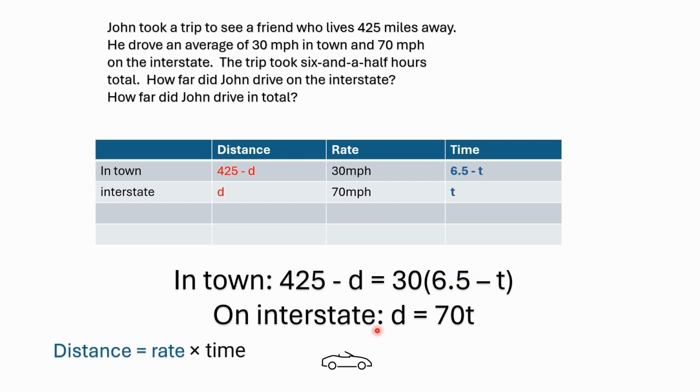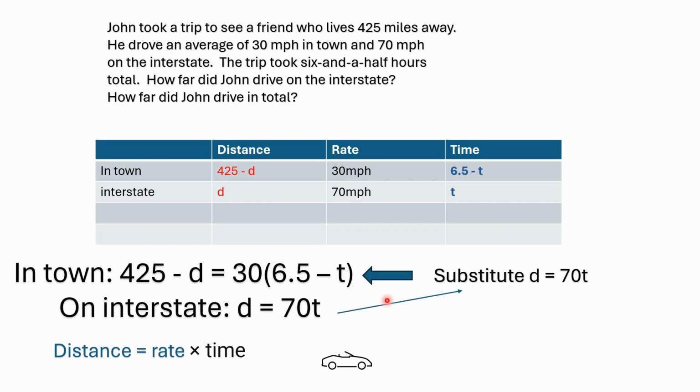Now, on the interstate, it's a little bit easier. The distance there is d, and that's equal to the rate, which is 70 miles per hour. We have that here. The time is t, so d equals 70t. So now we have the two equations we need to work with.